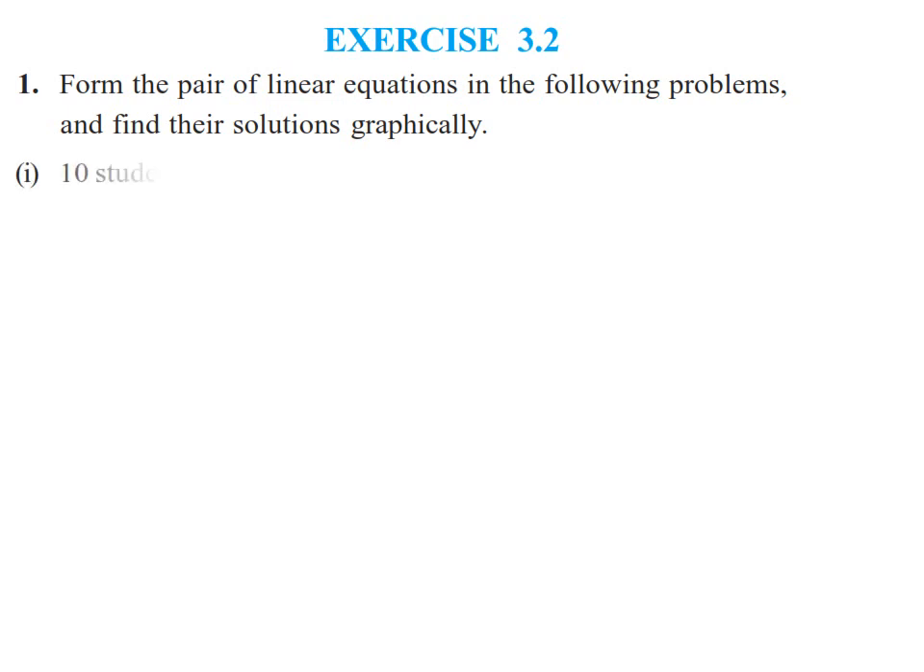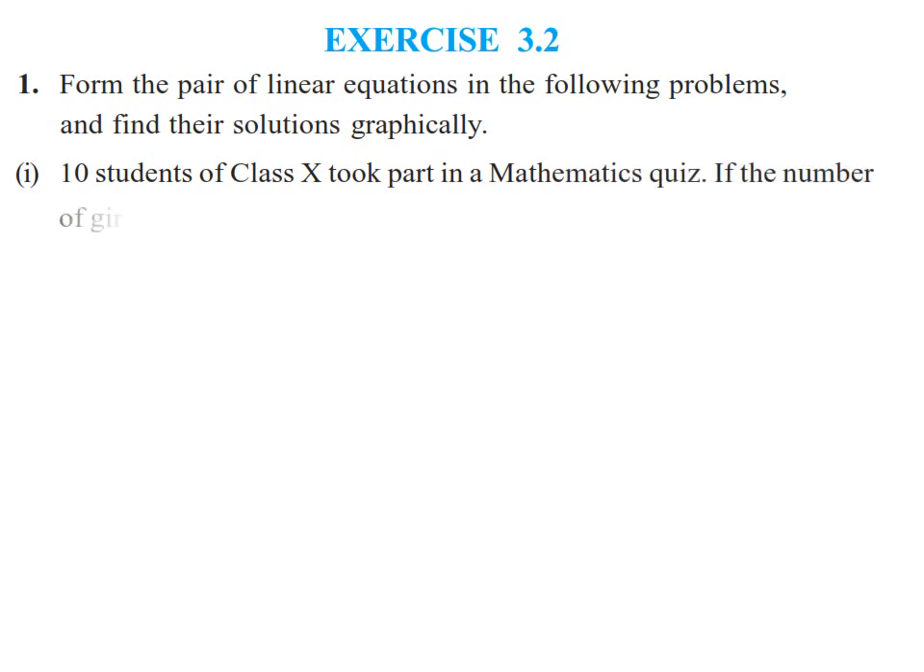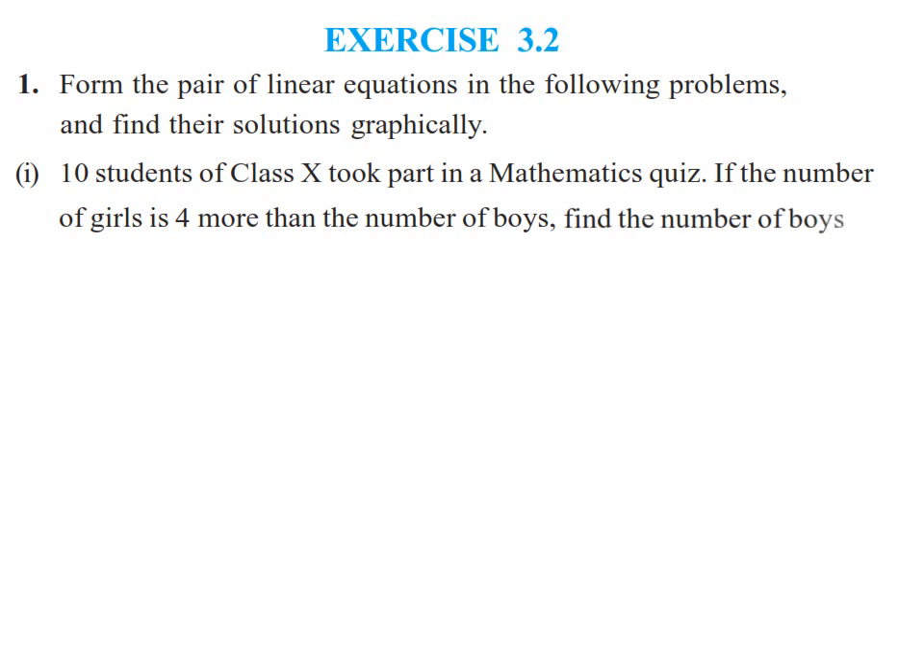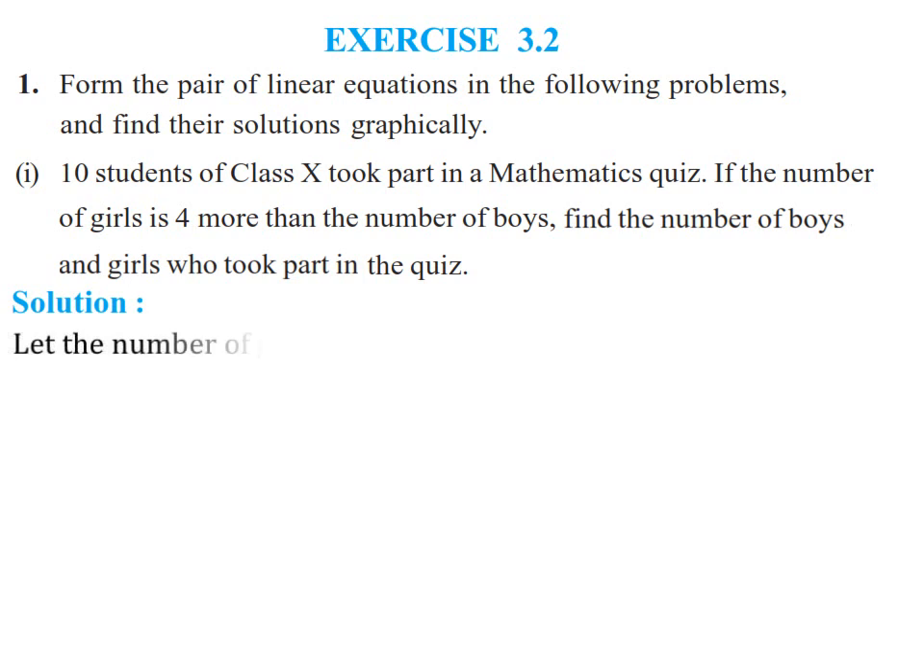The first word problem is: 10 students of class 10 took part in a mathematics quiz. If the number of girls is 4 more than the number of boys, then find the number of boys and girls who took part in the quiz. So we have to find how many girls and boys took part in the quiz. Again in the solution we have to assume two things. Let the number of girls be x and the number of boys be y.